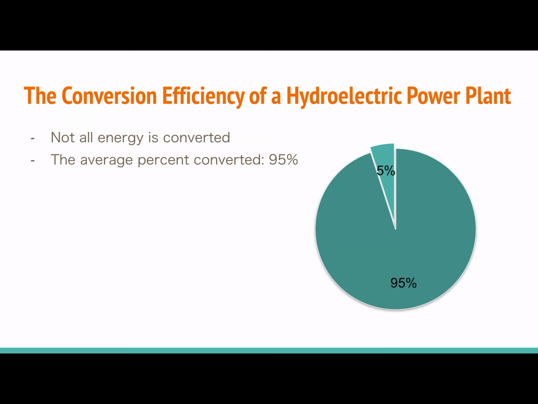The conversion efficiency of a hydroelectric power plant. At power plants, not all of the energy is converted into the desired energy. The average percent of energy that is converted to potential energy at hydroelectric power plants is 95%.